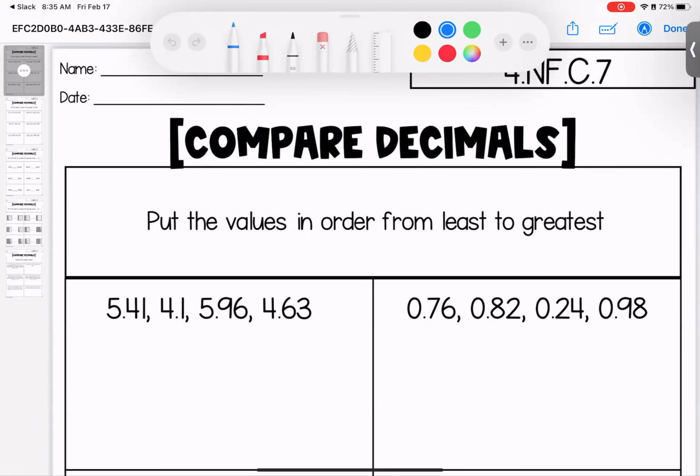Hey, sweet faces, welcome to this week's skill, which is comparing decimals. You'll see for our first one, we are here to put these in order from least to greatest.